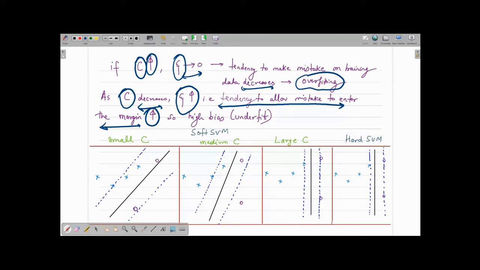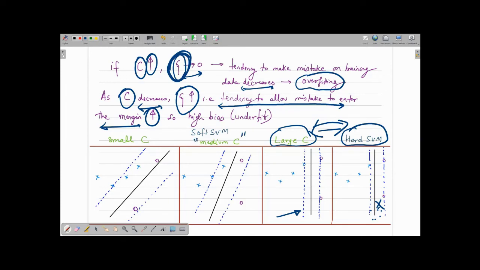So on the bottom part, there is a comparative analysis of the way you tune C. This is the case of hard SVM, which you already know, where no data points are allowed inside the margin. If you keep a large C, you can see here your zeta is close to 0. If you keep a very large C, the results you get in soft SVM are equivalent to hard SVM. Both the answers will match.